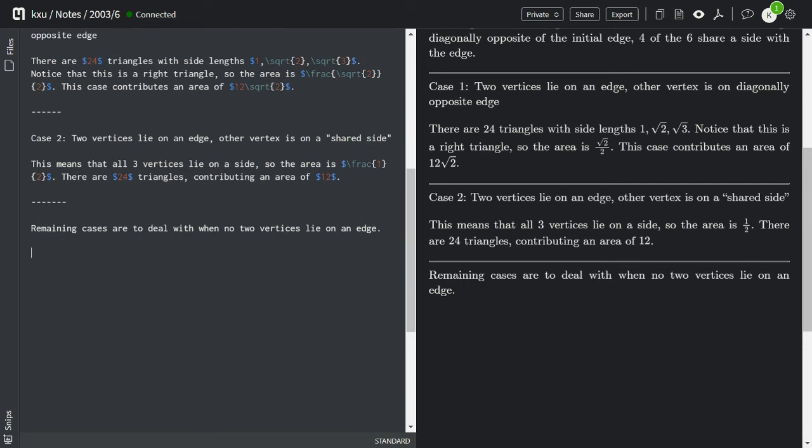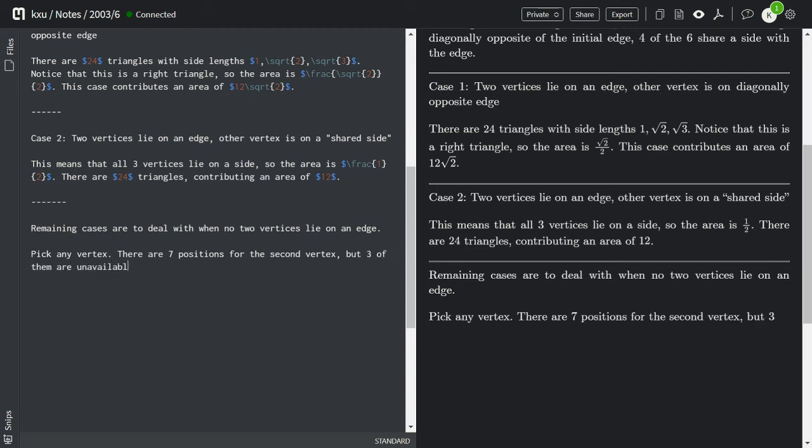So how can this happen? Well, let's just pick any vertex. There are 7 positions for the second vertex, but 3 of them are unavailable because they are adjacent to the first vertex. And that means that they share an edge. So we have only 4 possible locations.